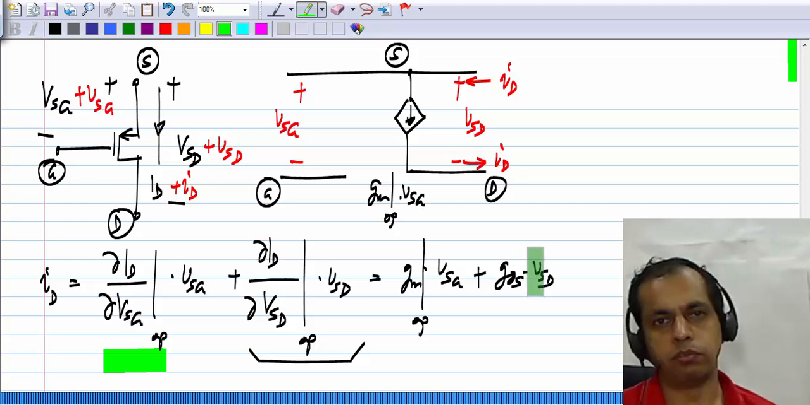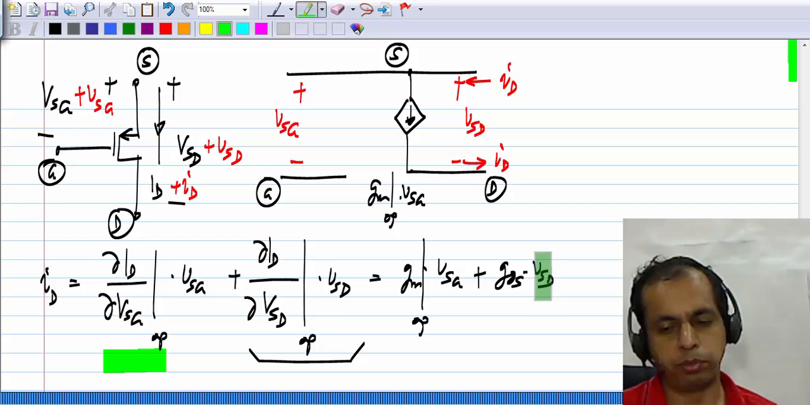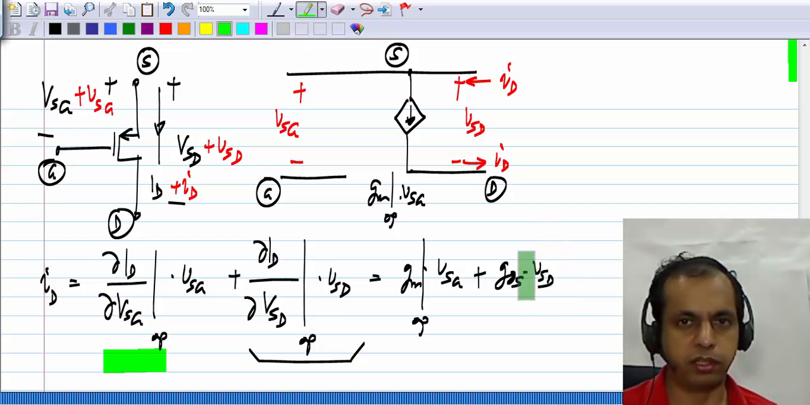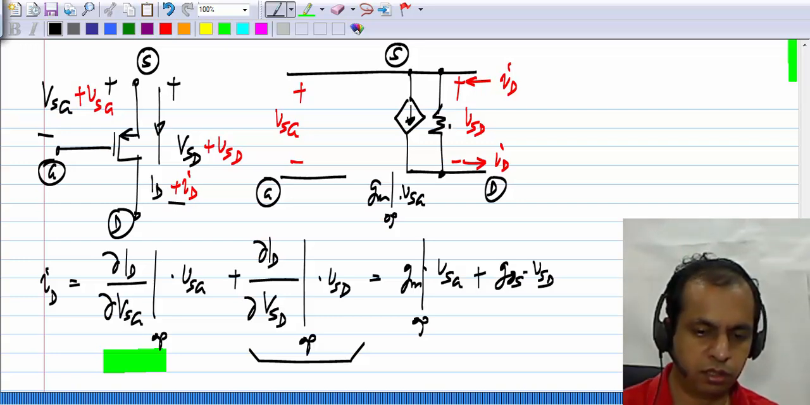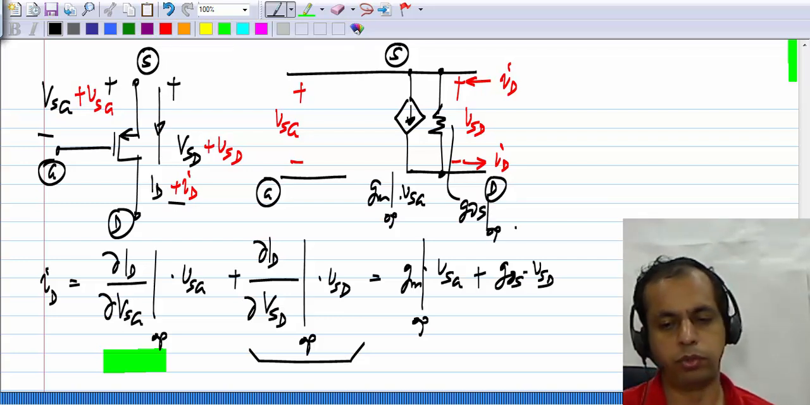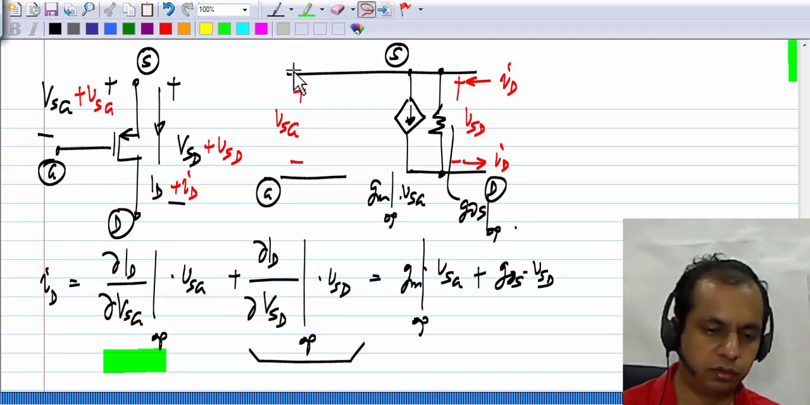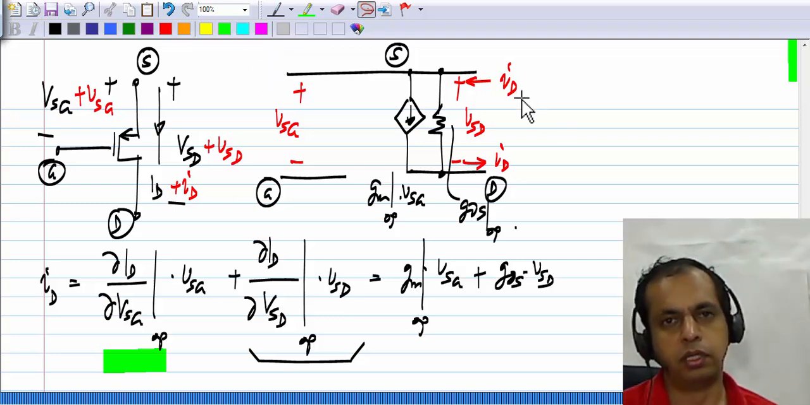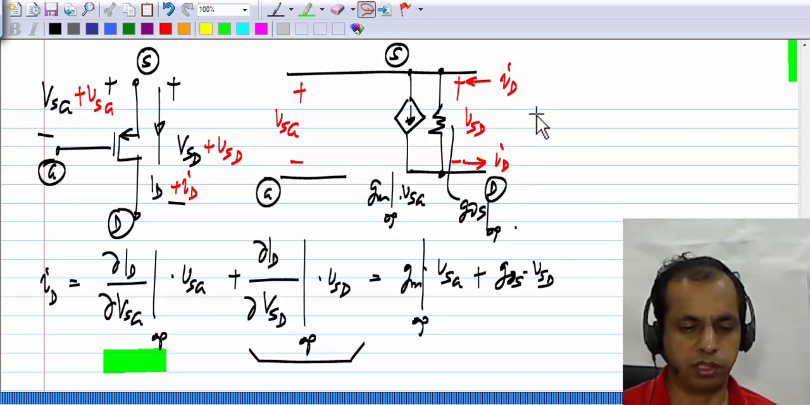And to represent this term, we recognize that ID flows from source to drain, and it is also dependent on the voltage between source and drain. So it is a conductance. This is the gds calculated at the operating point. It's a conductance whose value is gds. So it looks like the incremental picture of the PMOS transistor is similar to that of the NMOS transistor, but with the polarities reversed. But we will make some change to this.